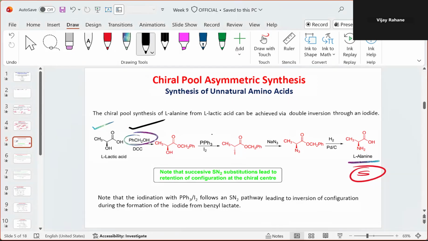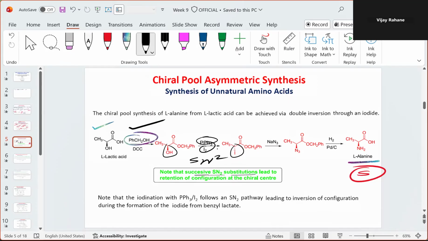Then the next step: if you look closely at the reagent, it is PPh3 and I2. This step is an SN2 reaction, and in this SN2 reaction, inversion of the stereochemistry takes place. If you look here, the hydroxy group is directing upward. Now in the product, the nucleophile, that is the iodine, is directing downward. So basically this is the SN2 reaction.